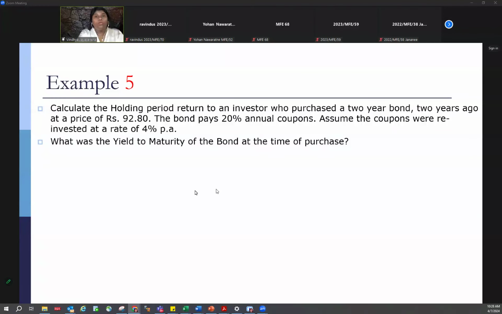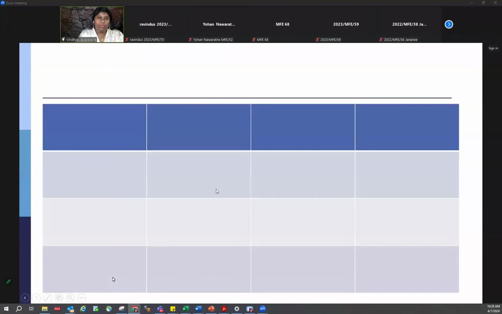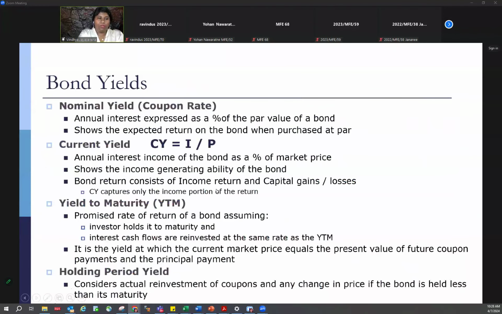So we come to example 5, and we come to the concept of holding period return. All this time that we spoke of nominal yield, current yield, yield to maturity, yesterday we said that these are expected returns. These are returns that we expect to get when we buy a bond. What is the actual return we earn? That is what we try to find when we look at holding period returns.